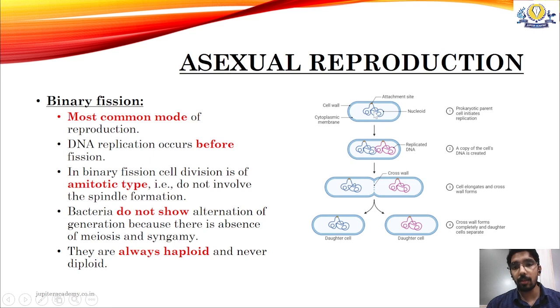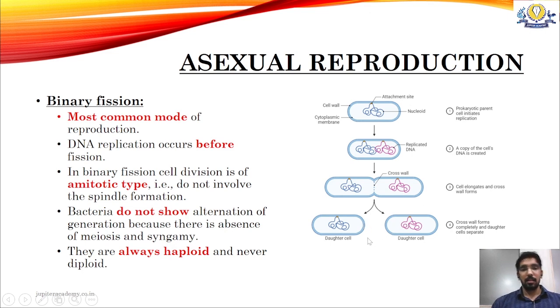attaches itself to the plasma membrane of the bacteria. As you can see, there is an attachment site here. Then replication starts and the DNA is replicated. Once the replication finishes, the third stage starts, which is the elongation of the cell and formation of the cross wall. Once the cross wall formation is completed, the two daughter cells separate. So from one mother cell we get 2 daughter cells.